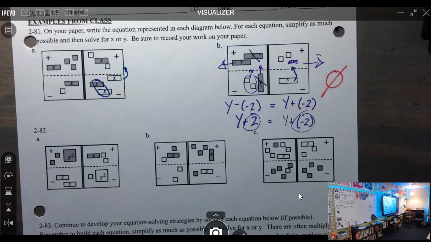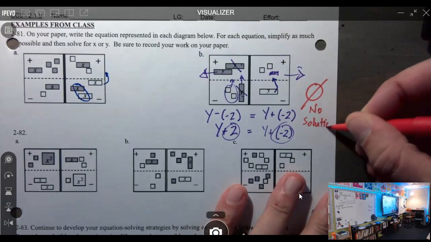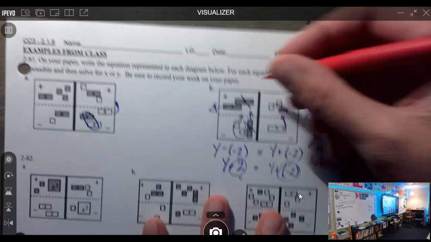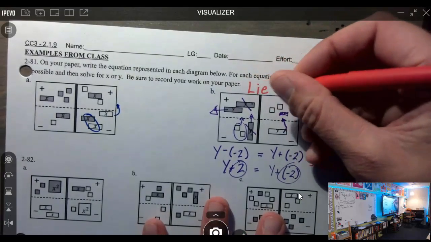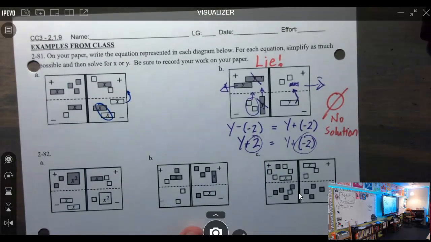But this means no solution is what that symbol means. It means literally this was a lie from the beginning. No solution means this was a lie from the get-go. Lies. Liars.